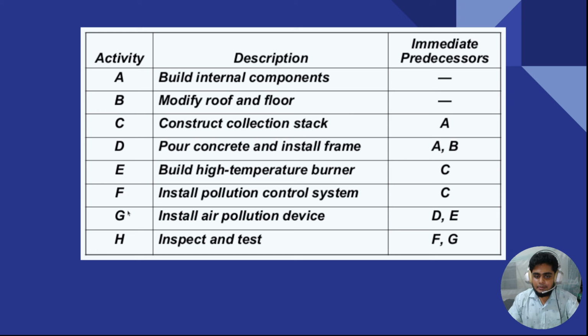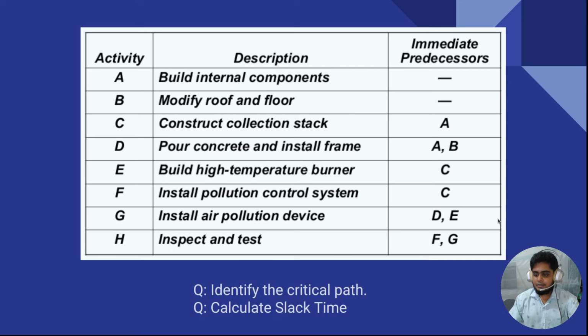So to complete activity F, we have to complete activity C again. And to complete activity G, we have to complete activities D and E. And finally, to complete activity H, we have to complete activities F and G. In the next slide, you can see there are some numbers, basically the activity time.